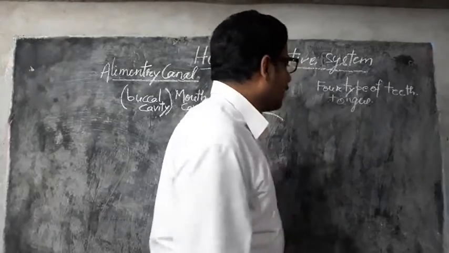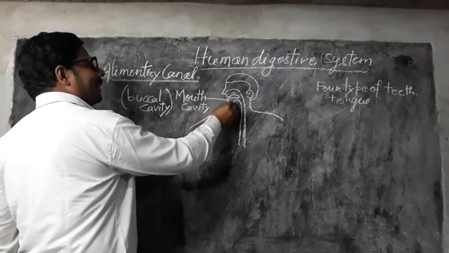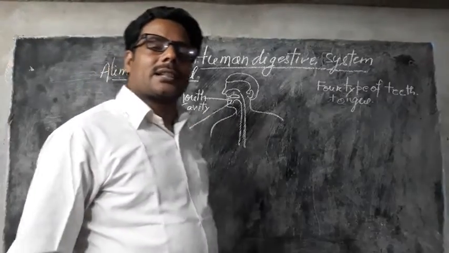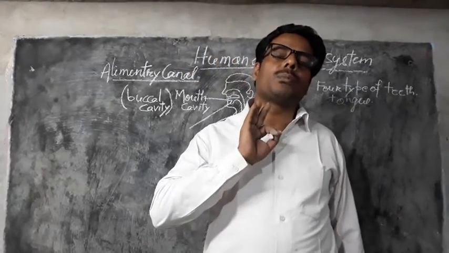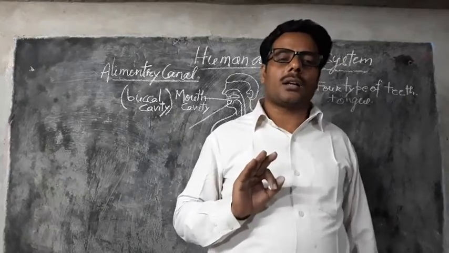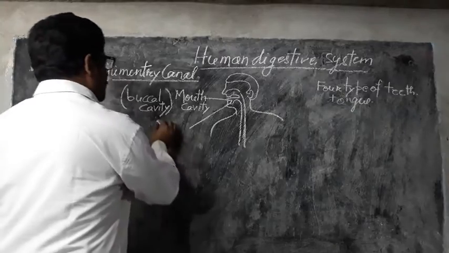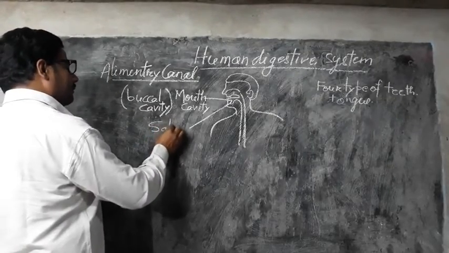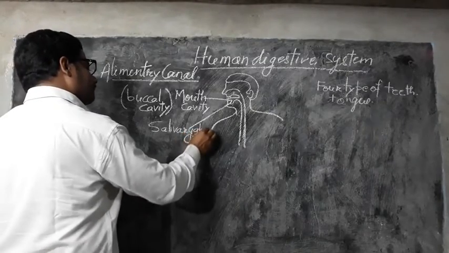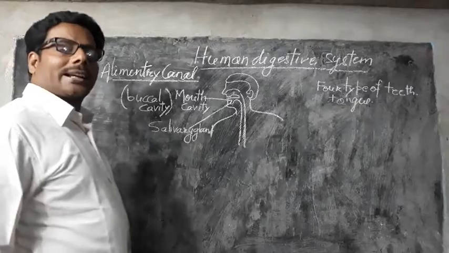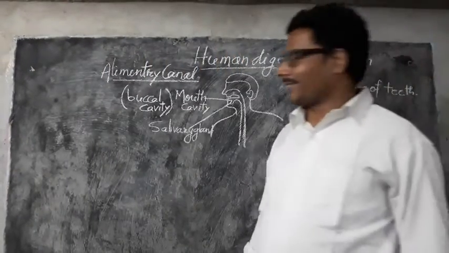Thereafter, another structure here is a gland. This gland is present in the lower portion of our throat or in the mouth cavity. It is called the salivary gland. The salivary gland is a gland which secretes enzyme and helps in the process of digestion.